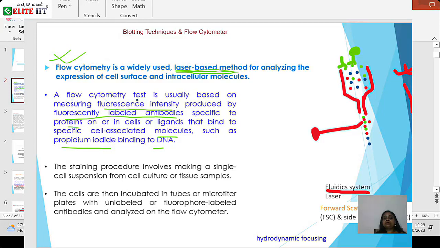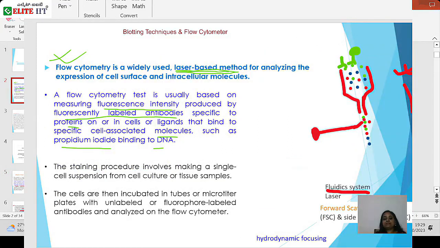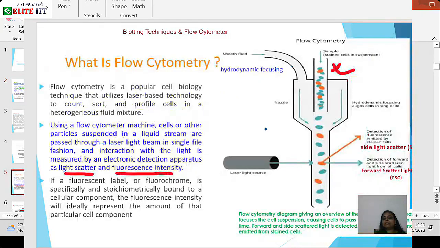So flow cytometry test is usually based on measuring fluorescence intensity produced by fluorescently labeled antibodies. And in this case, actually, in the instrument, what is present? One cell is there. Which cell? बार बार भूल जाती हूँ मैं ये cell का नाम. Fluidic system. Fluidic system is there. एंड फ्लूइडिक सिस्टम में क्या करेंगे? सैंपल लोड करेंगे, और सैंपल जो है सिंगल सिंगल पार्टिकल के हिसाब से वो यहाँ से ड्रॉप के हिसाब से ये आएगा. ठीक है ना?